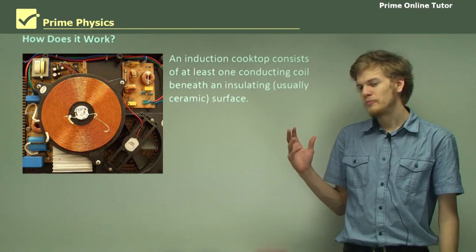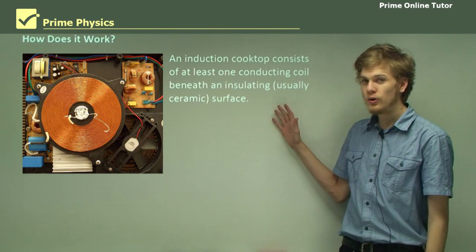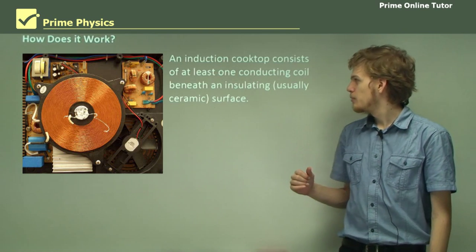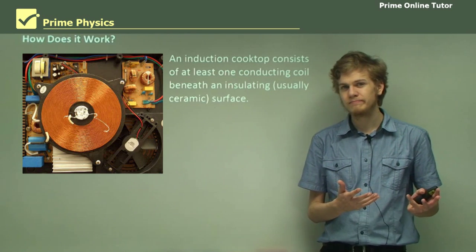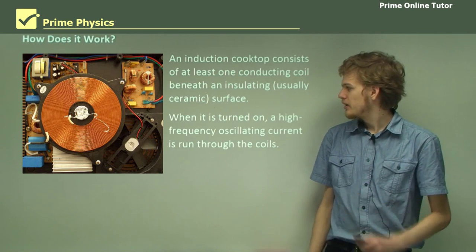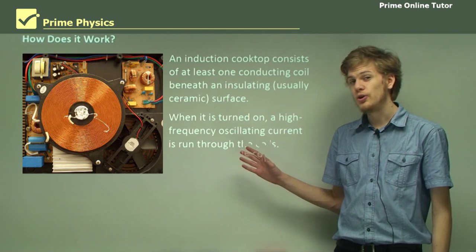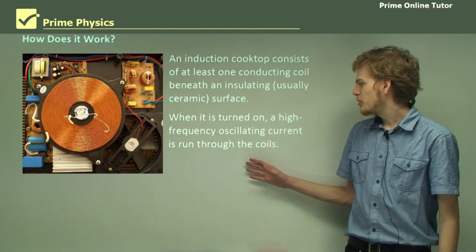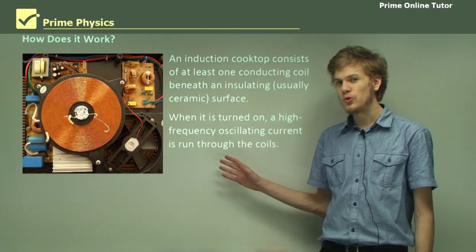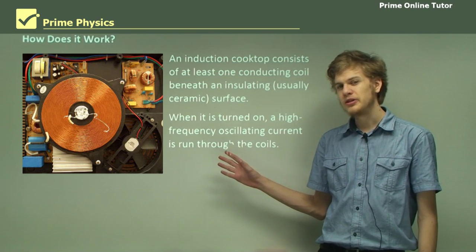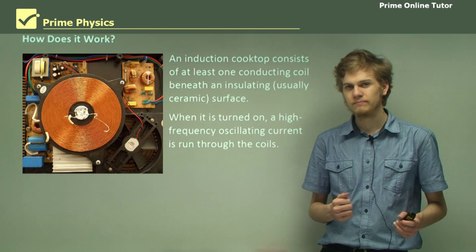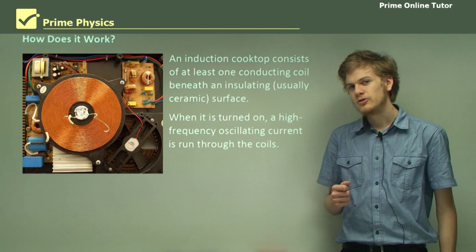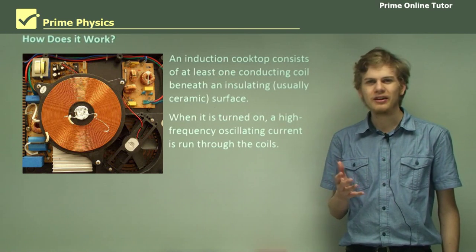So an induction cooktop consists of at least one conducting coil, which might look something like this, beneath an insulating surface, usually made of a ceramic material or of glass. So when the induction cooktop is turned on, a high frequency oscillating current is run through the coils. High frequency means that it oscillates back and forth very many times every second, right? So that means we get a changing magnetic field.